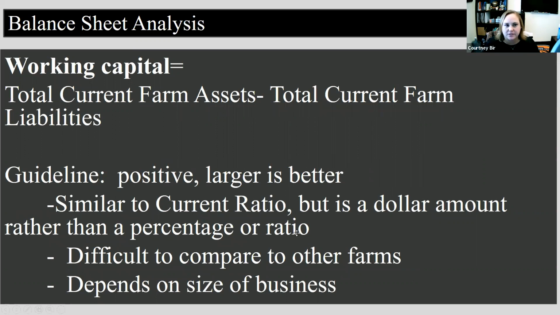It's a little bit difficult to compare working capital to other farms. It depends on the size of the business. It depends on that particular farmer or rancher's risk preferences and things like that. So it's a number that's best to compare across years within your own farm versus comparing to other people, which is why there's not a red, yellow, green for this number. It really depends on the individual operation.